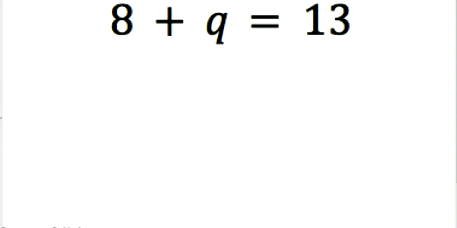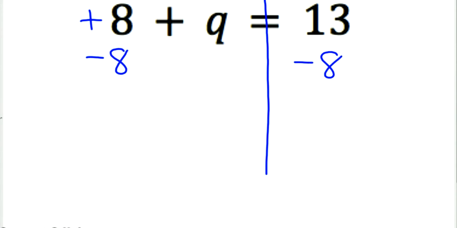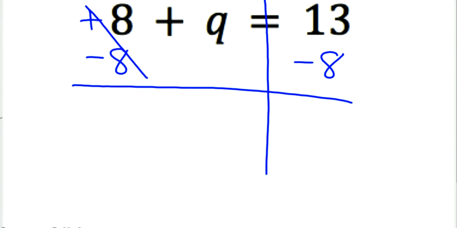Here's an equation. The opposite of positive 8 is negative 8, so I'm going to subtract 8 from both sides. Positive 8 and negative 8 are going to cancel. I'm left with Q on the left-hand side, and I have a positive 5 on the right-hand side. So that's my equation.